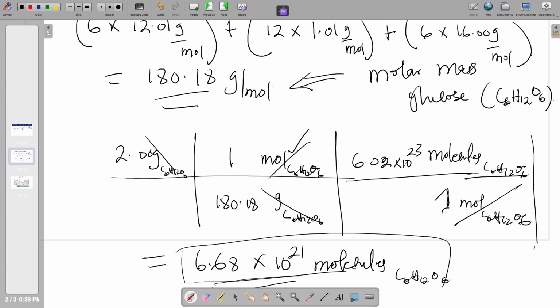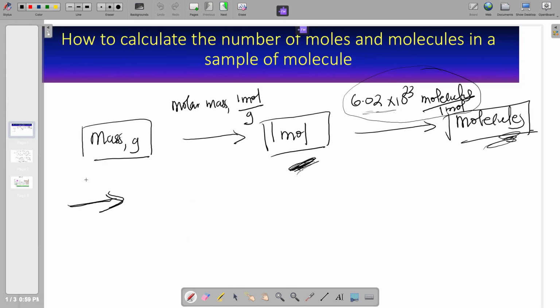As you've seen, to solve such a problem, you have to recall this relationship: mass is connected to moles, and moles are connected to molecules. To go from mass in grams to moles, you use your molar mass, but you have to flip it such that moles are on top and grams at the bottom. Then the grams cancel out and you just have moles. Once you get your moles, you continue to molecules because the question also says calculate molecules. To go from moles to molecules, you need Avogadro's number of molecules per mole.